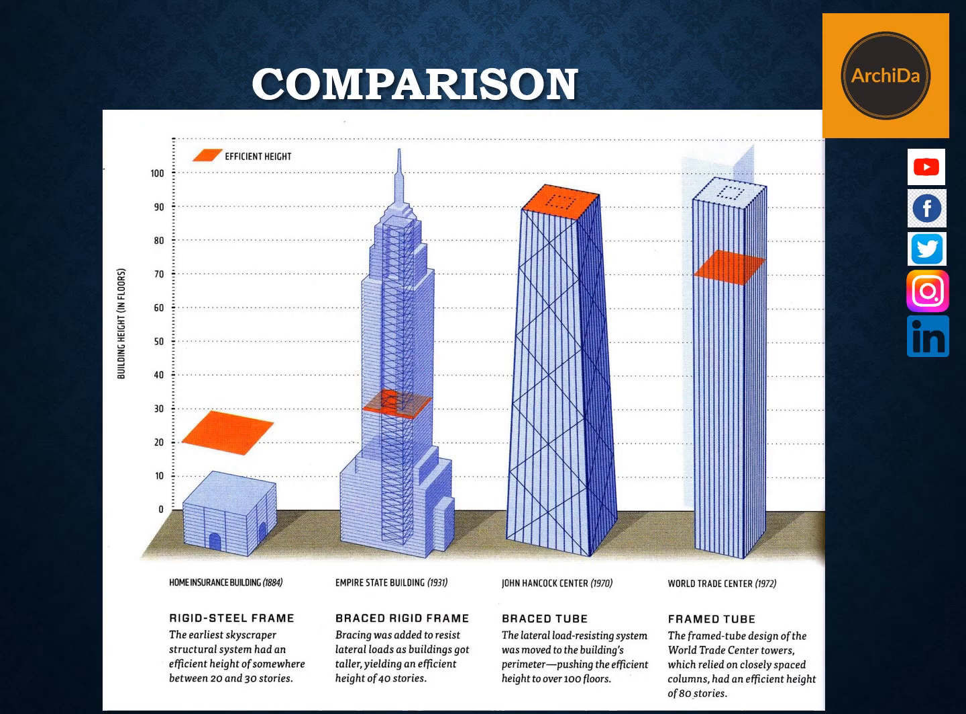Now, this is a comparative analysis of the four types of framing systems that I've just discussed. The orange square here is the efficient height of a building based on the framing system. We say efficient because that is the most advisable height for that type of structural system.